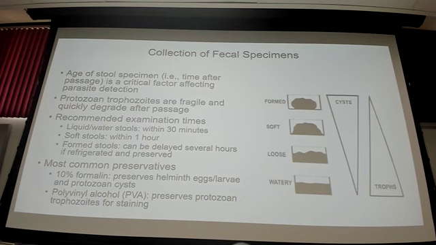With preservatives, 10% formalin and PVA, polyvinyl alcohol, are the two most common preservatives we use. We have slightly different purposes for using formalin. That's better for cysts and helminth eggs. PVA will preserve the trophozoites if they're there.